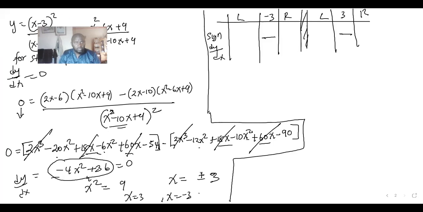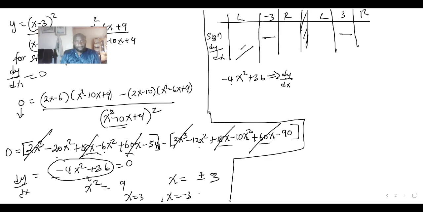Now, before negative 3, pick any value, negative 2. When I pick negative 2 and I substitute it in negative 4x squared plus 36, this is our determinant for the sign of dy/dx. When I put here negative 2, I'll get a negative 16 plus 36, which is a positive. A positive has a slope which is up in that form. So we are going to the left.